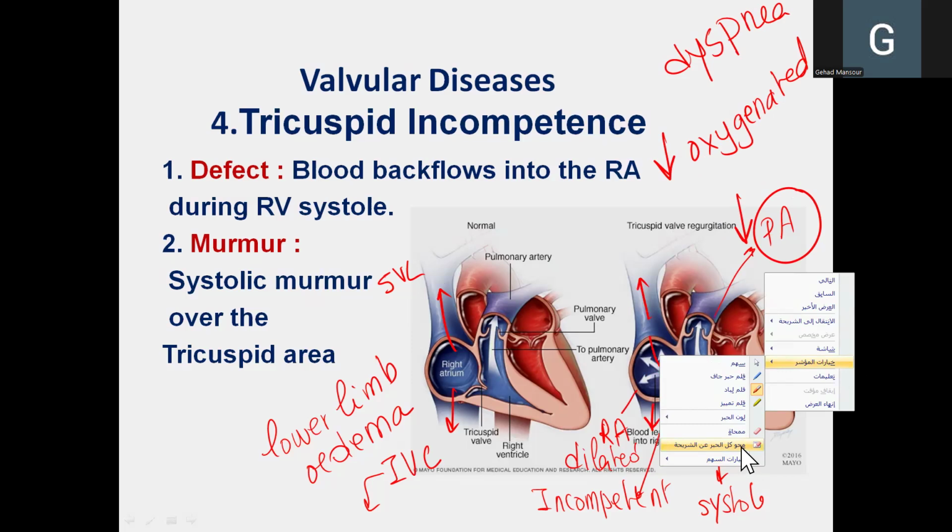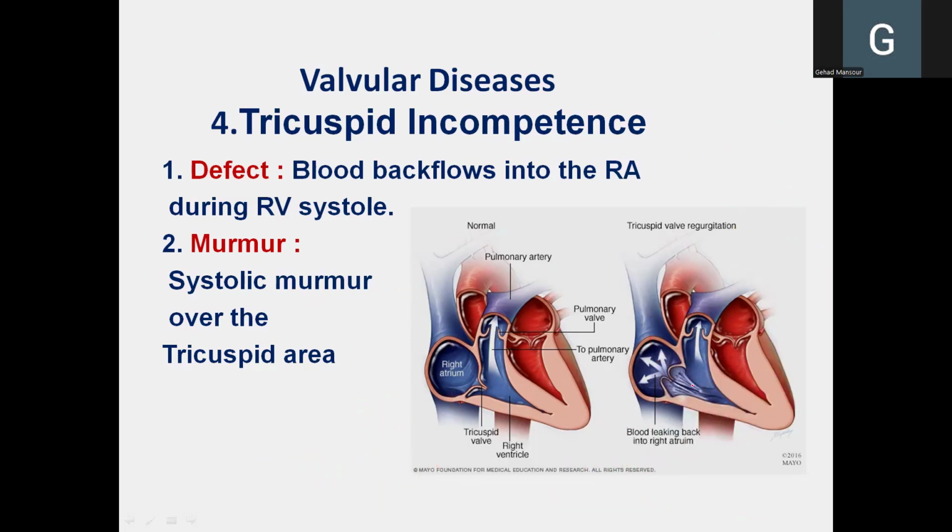When does tricuspid incompetence occur? You might be asking yourself when it occurs. It occurs during right ventricular systole. So it occurs during systole. So again, if this is the tracing, S1 and then S2 and then another S1.